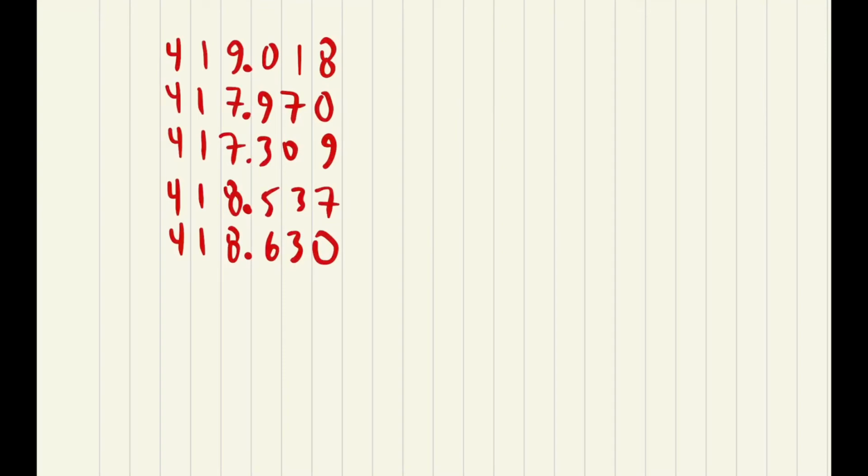Now, I like to think about this as money, so I'm not going to worry about the extra digits unless I need them. I'm going to ignore that for now. Looking at just my whole numbers, $419, $417, $418. So the smallest is $417. I have $417.97 and $417.30. So $417.30 is my smallest amount, so that's number 1.